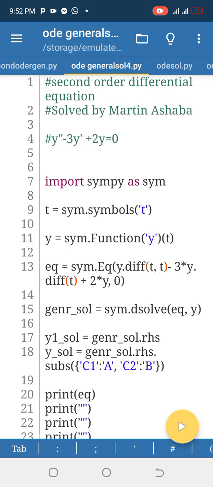The general solution in this case retains the constants because we are not provided with the initial conditions. If the initial conditions were provided, then we would produce a solution that does not have constants.